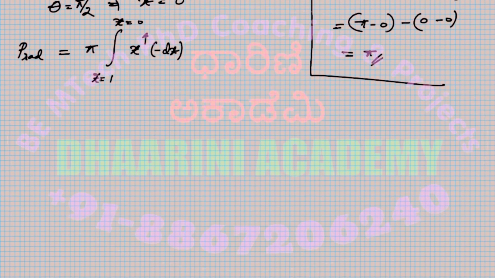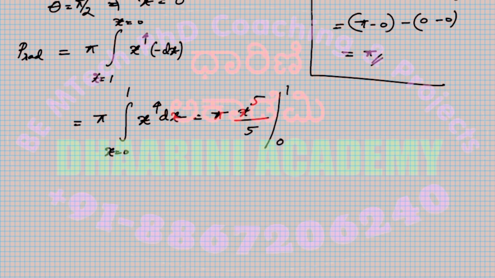So I can rewrite this as pi, and I can cancel the negative. Minus dx can be cancelled directly by making this change. The integral from x equal to 0 to 1 of x to the power 4 dx. So that is pi into x to the power 5 divided by 5, substituting 0 to 1. Correct? So pi by 5 into, when you put 1 to the power 5, it is 1, minus 0 to the power 5. So this is simply pi by 5. So we calculated the radiated power.